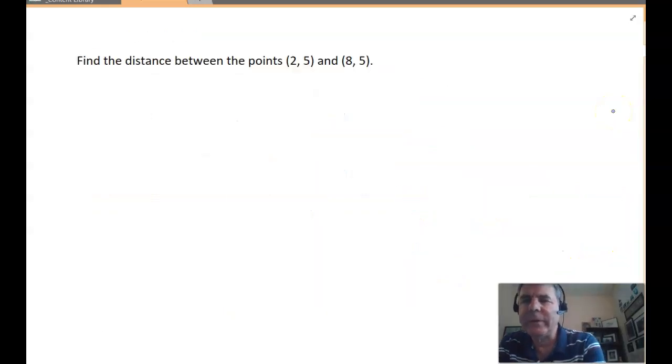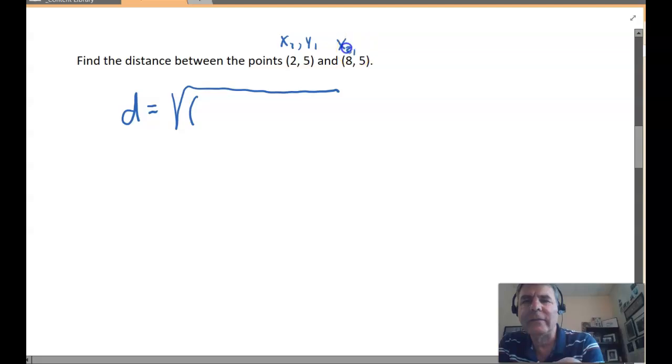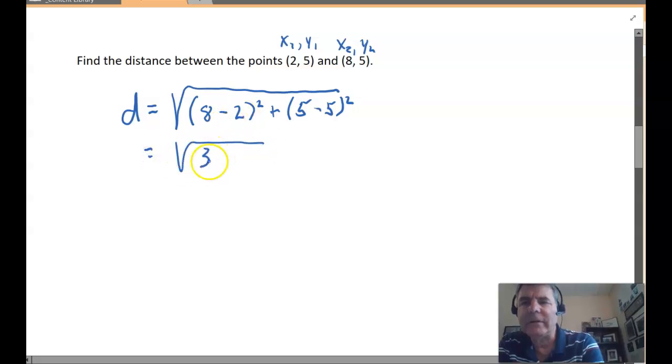So let's do an example with some real numbers. It doesn't matter which point is x1, y1 and which point is x2, y2. But I'm just going to say that this is x1, y1, and this is x2, y2. So the difference in x squared is 8 minus 2 squared, plus the difference in y squared, 5 minus 5 squared, which gives us the square root of 6 squared, which is 36, plus 0, which is 6.